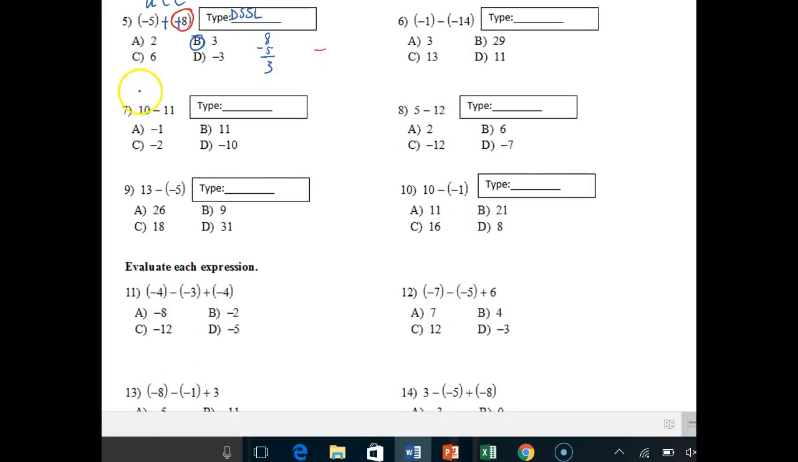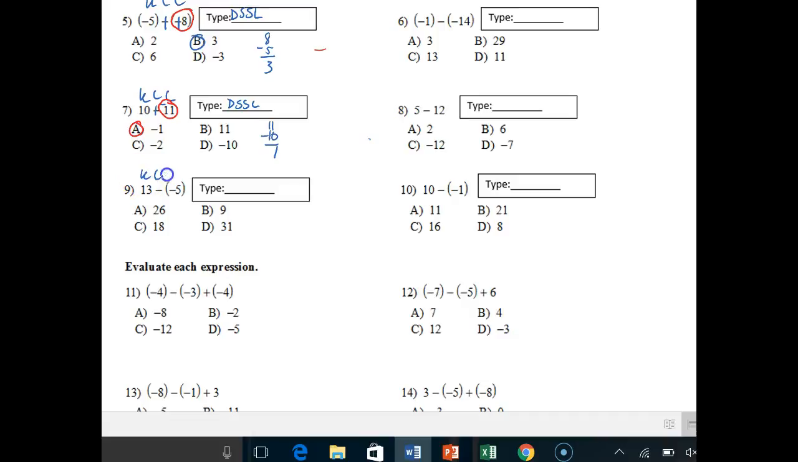Number 7, KCC plus a negative, right? So again, I have DSSL, different sign subtract. I'll do 11 minus 10. I'll get 1. My answer is negative 1 because I have more negatives than I do positives. Pause the video and do number 8.